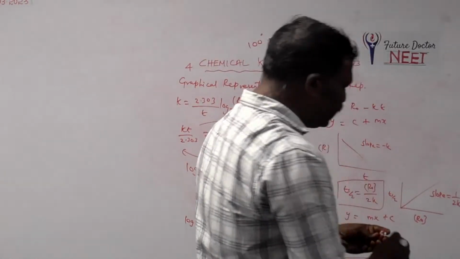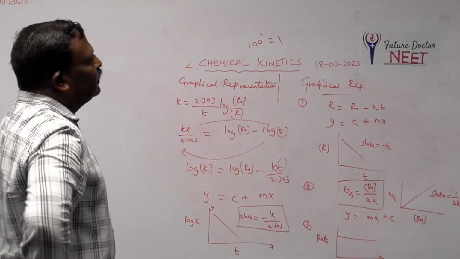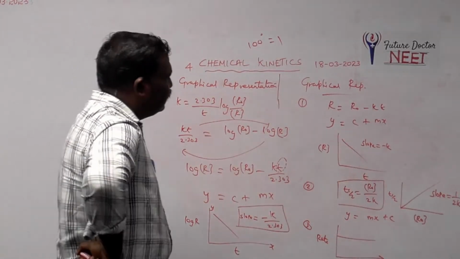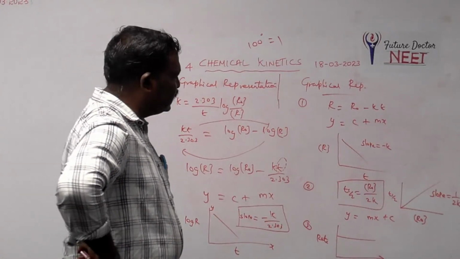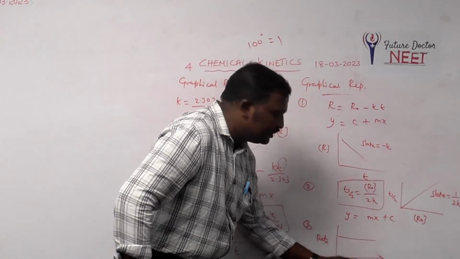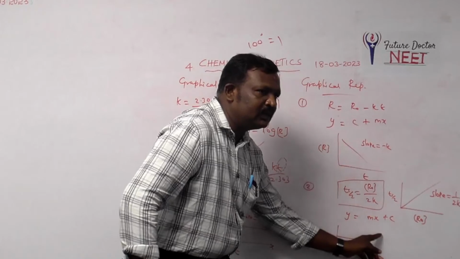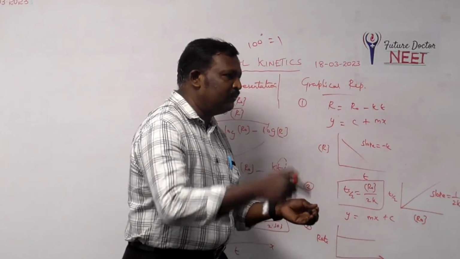What is the definition for zero order? Zero order definition: it does not depend upon the initial concentration of the reactant. That's the definition. So even though you increase the concentration, the rate will be as it is, no change in rate.